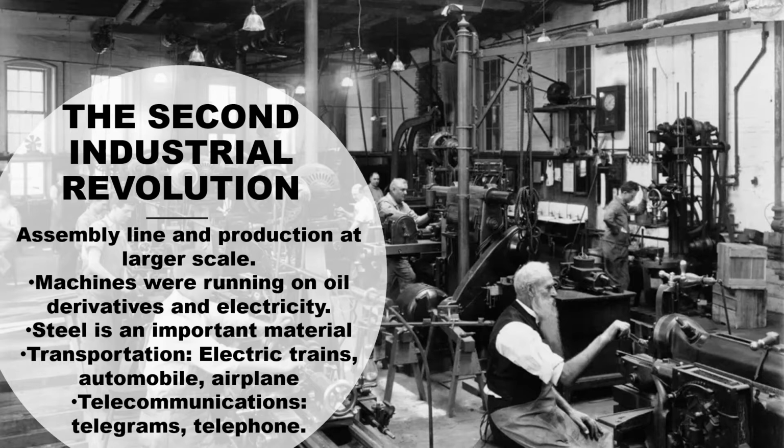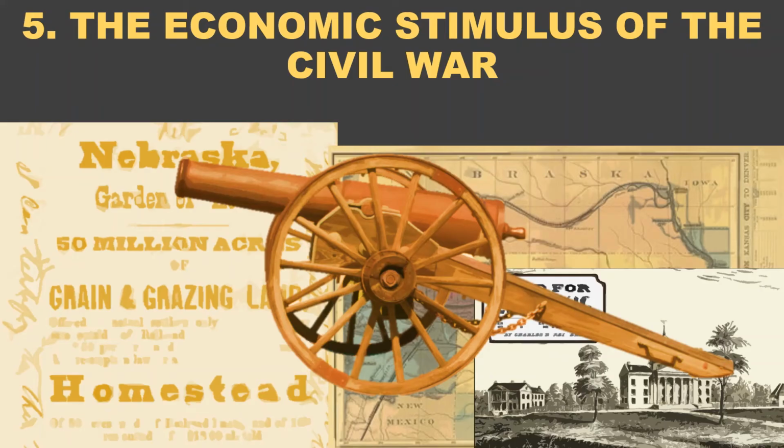The Second Industrial Revolution saw structural changes like the introduction of the assembly line and production at a larger scale than before. Machines were no longer running on steam power, but rather on oil derivatives or electricity. Steel became an important building material, and there were significant advances in transportation and telecommunications. The Civil War offered an unprecedented stimulus to the economy.